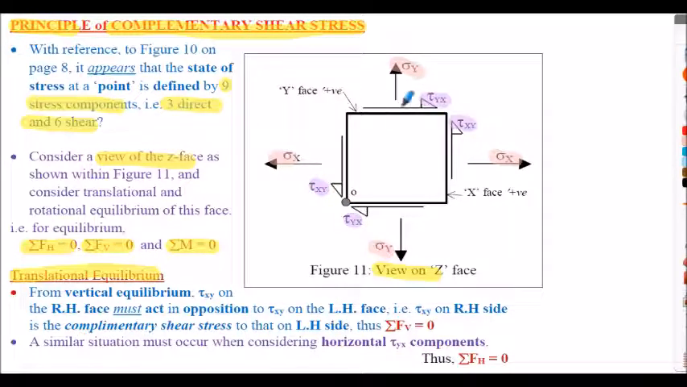In the horizontal direction, on the top of the surface, we've got the tau yx going from left to right, and that has to be balanced in the horizontal direction by tau yx going from right to left. Okay, same magnitude but opposite direction. So that's not unreasonable. If we want to keep it in horizontal equilibrium, the forces to the left must equal the forces to the right.